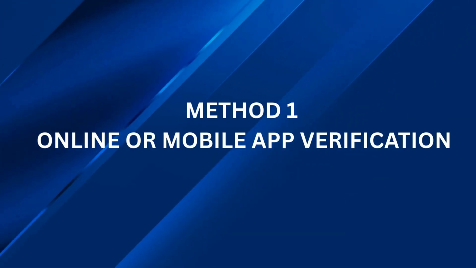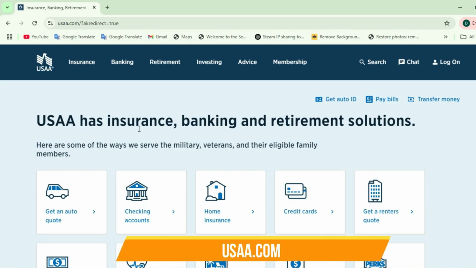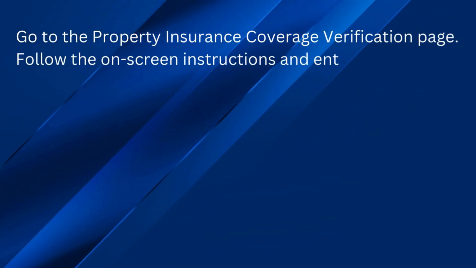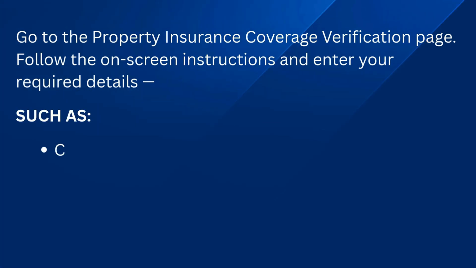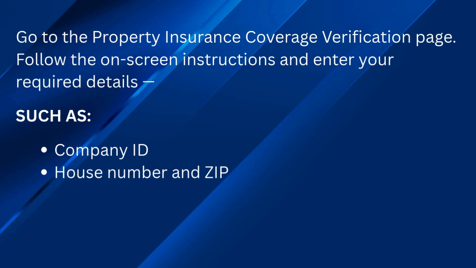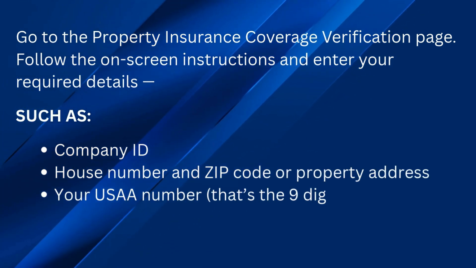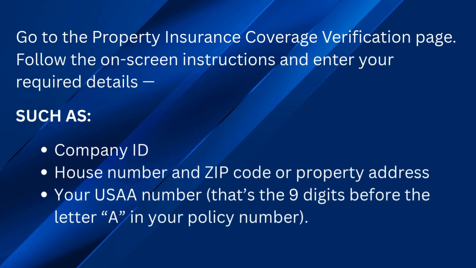Method 1. Online or mobile app verification. Visit www.usaa.com and log into your account. Go to the Property Insurance Coverage Verification page. Follow the on-screen instructions and enter your required details, such as company ID, house number and zip code or property address. Your USAA number, that's the 9 digits before the letter A in your policy number.